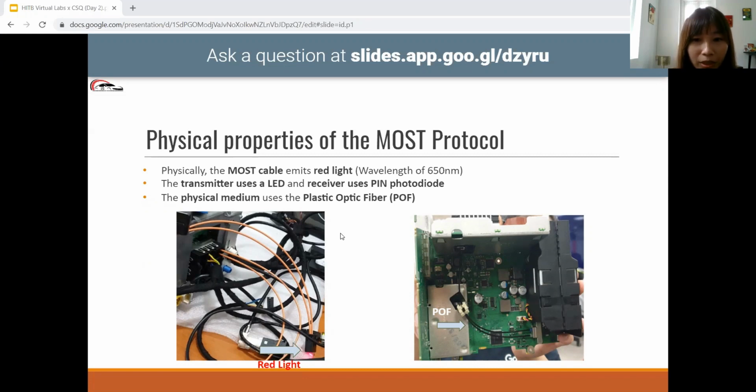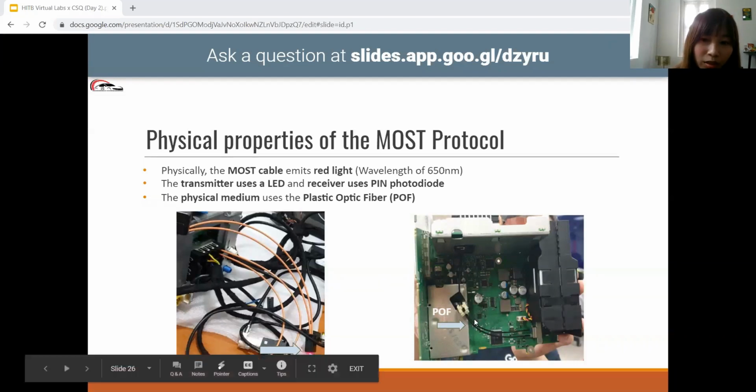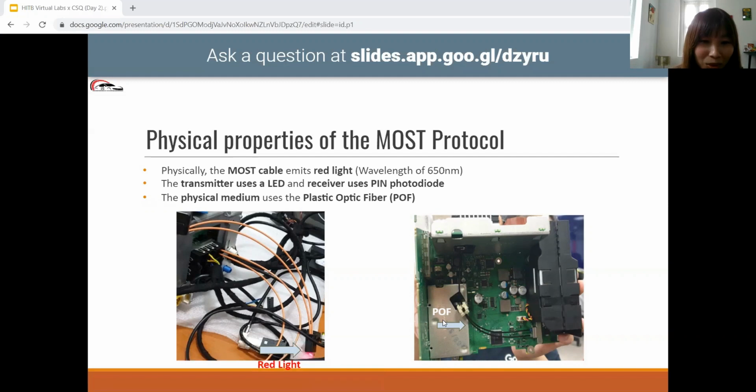So the physical medium, as you can see, is a plastic optic fiber. As you can see within the internals that we tore apart, it actually has about 5 to 6 layers, but within itself, it actually connects via POF as well. But we haven't taken apart the POF to see what that is, but here are the general pictures.